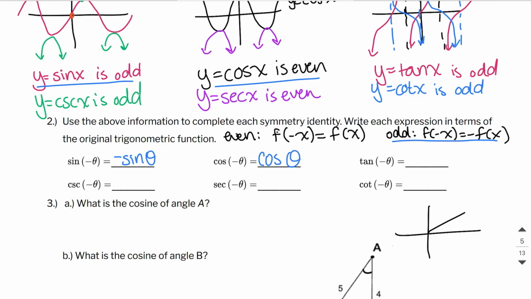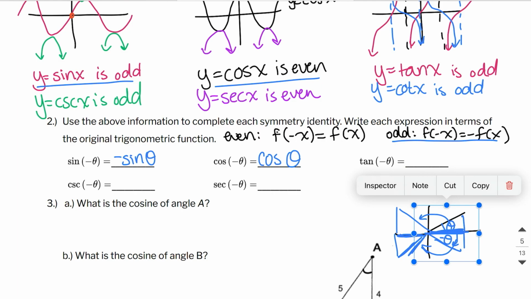Let's take a look at this right here. If this right here was theta, and I have negative theta, it's going around this way, the cosine is always going to be the same value. They're equal to each other. Boom, done. That's what this is saying right here. And even if my theta was in quadrant 2, if I do the negative version of it right here, the cosine is still always going to be the same.